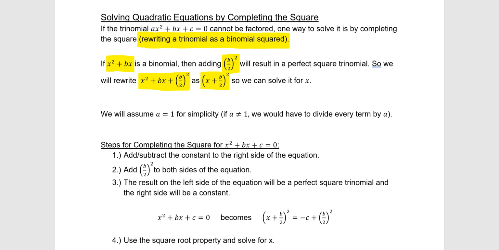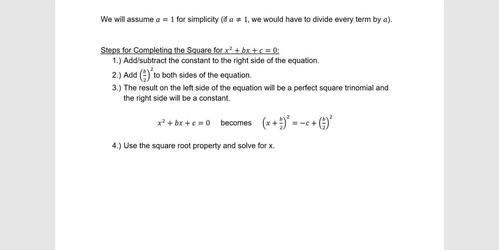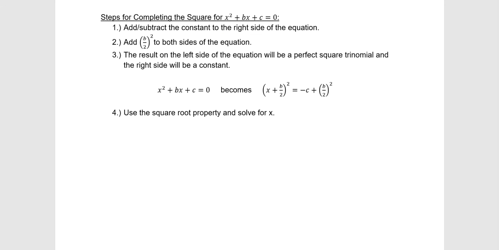And notice that the a value, the x squared coefficient, is a 1 in this previous example. That's essentially for simplicity. If we have a coefficient on the x squared that's not 1, we have to divide everything by a, so we do get a 1 as the coefficient. Okay, so let's go over these steps for completing the square.